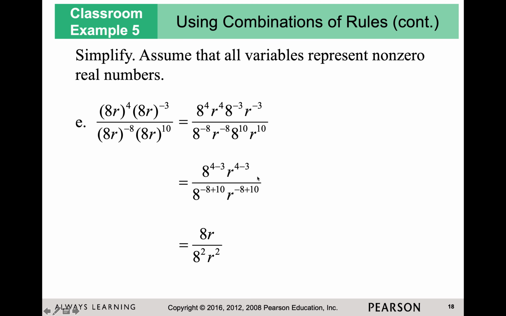Once I get all of that simplified, now I can deal with the fact that I have a quotient rule. I have 8 to the 1 divided by 8 to the 2. 1 minus 2 is going to be negative 1. So it actually is up here when it's 8 to the negative 1. The negative flips it down. R to the 1 minus 2. The same thing happens. When I do that quotient rule, it's coming up to the top. So r to the negative 1. I need to flip it down to the bottom to get the answer.